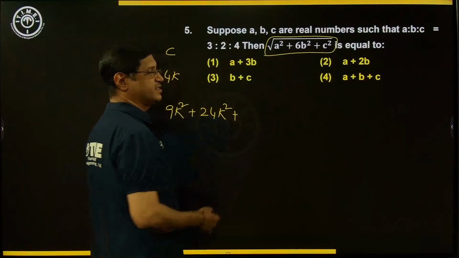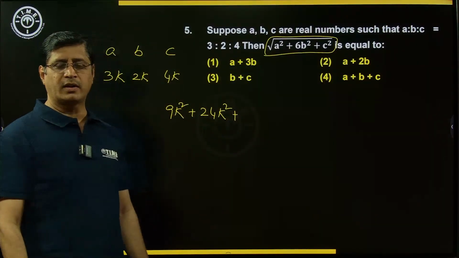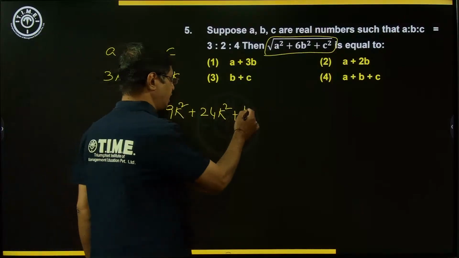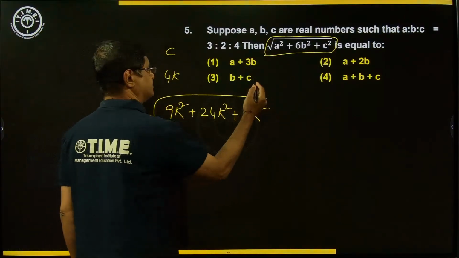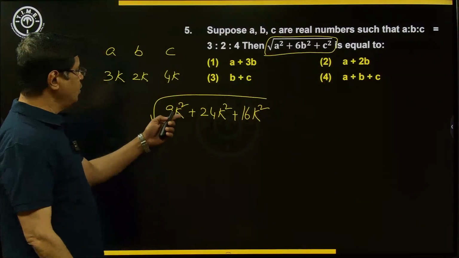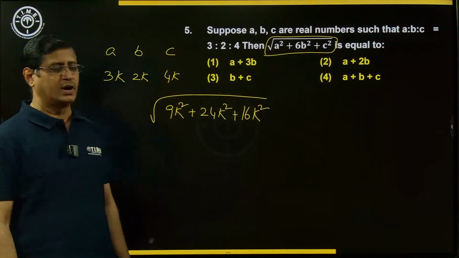Now look at the third part, C square. C value is equal to 4K. 4K whole square is 16K square. Now what to find? Square root of this. By adding all these values, 24 plus 16, 40, 40 plus 9, 49.